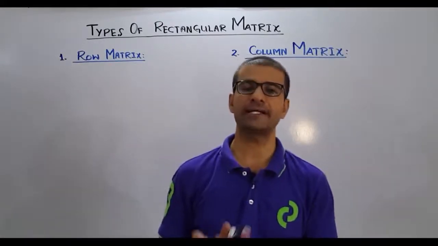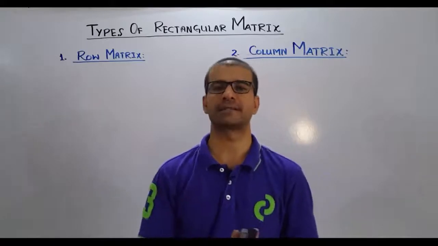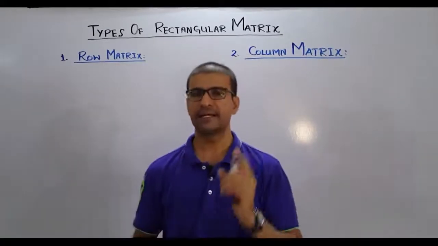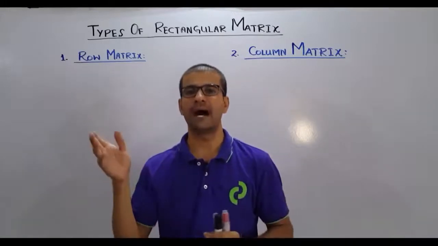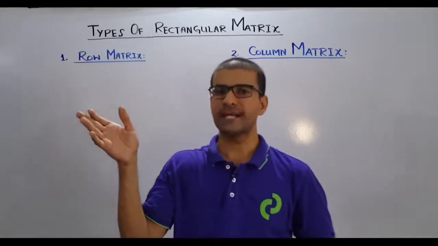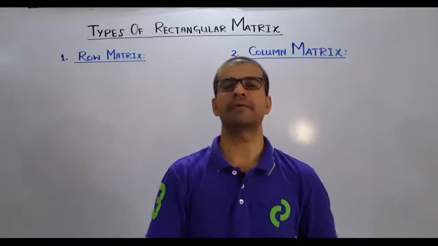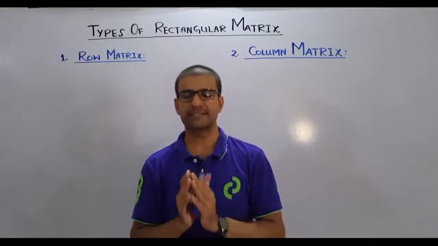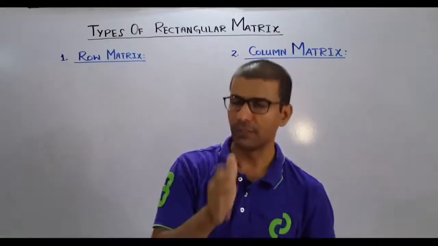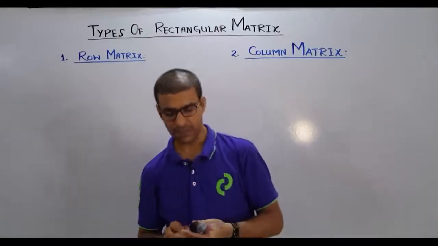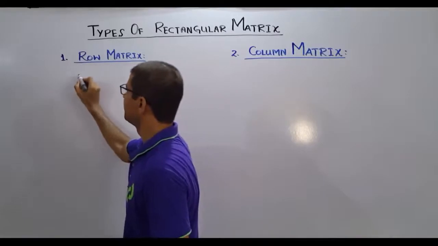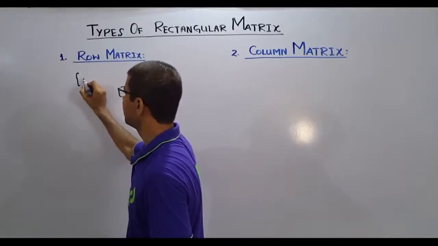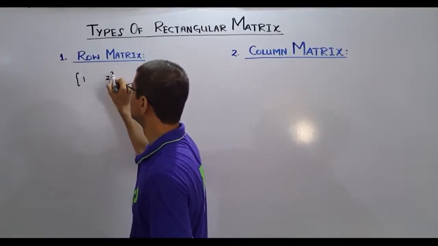Students, we have two main types of rectangular matrix. One is row matrix, second is column matrix. How can we define row matrix? A matrix which has one row is called row matrix, and a matrix that has one column is called column matrix. For example, in row matrix we have a matrix 1 2.